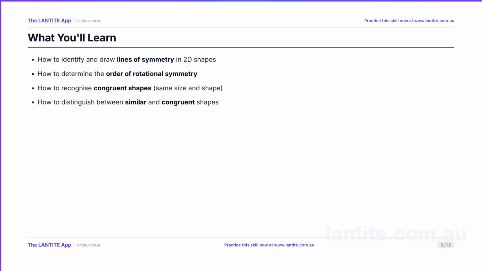By the end of this lesson, you will be able to find and draw lines of symmetry in common shapes, determine how many times a shape maps onto itself during a full rotation, identify when two shapes are congruent, meaning they are identical in size and shape, and understand the difference between similar shapes and congruent shapes.